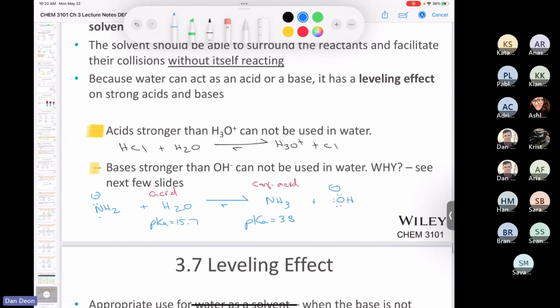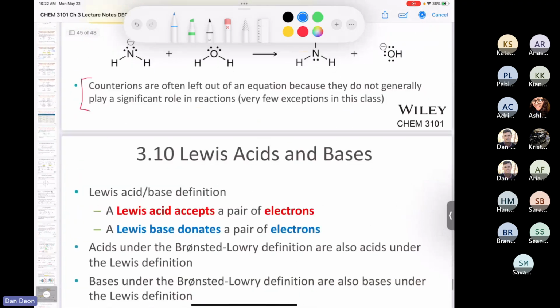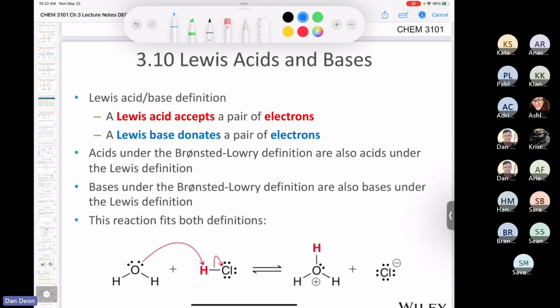All right, so let's skip ahead and cover the last section, which deals with Lewis acids and bases. And I told you on the first slide, I think today, that a Lewis acid is an electron acceptor. And the way that my students remember that is, an acid accepts electrons, so 2 vowels. And then a Lewis base donates electrons.